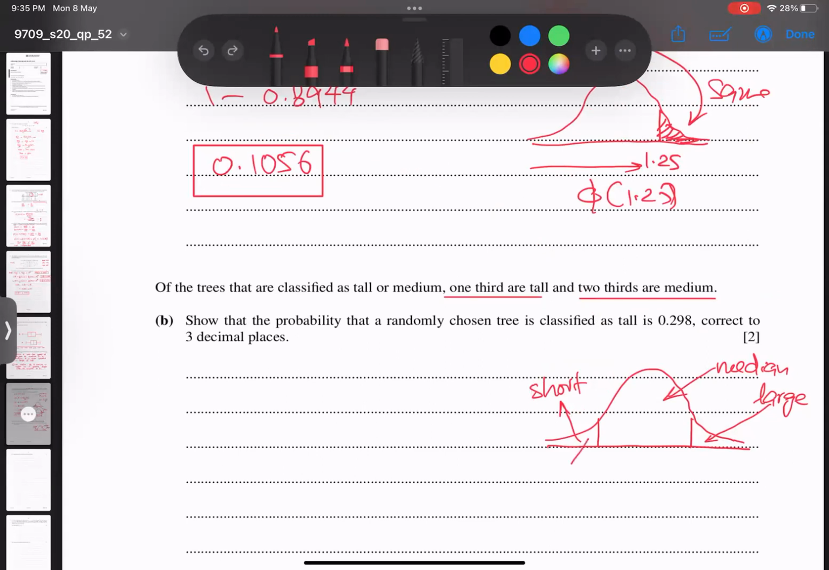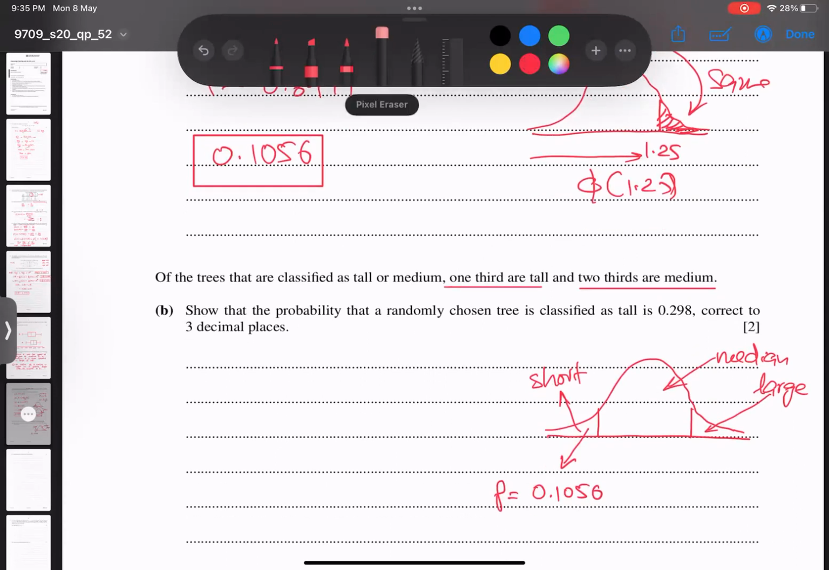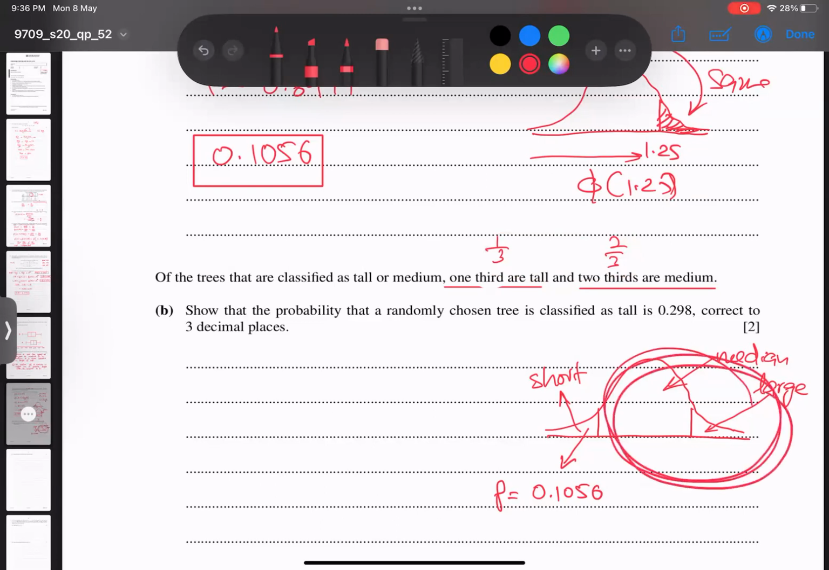So this probability is represented by 0.1056. We have it already. And for your knowledge, he said that 1/3 is tall and 2/3 is medium. It means there are 3 parts in total: 1 part is tall and 2 parts are medium. I repeat, he said 1/3 is tall, 2/3 is medium. It means he divided the remaining portion into 3 parts, and among the 3 parts, 2 are medium and 1 is tall. I hope the point is clear.